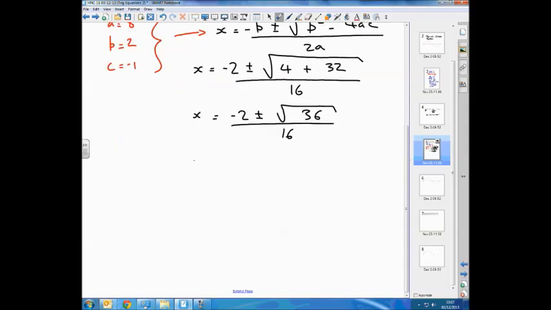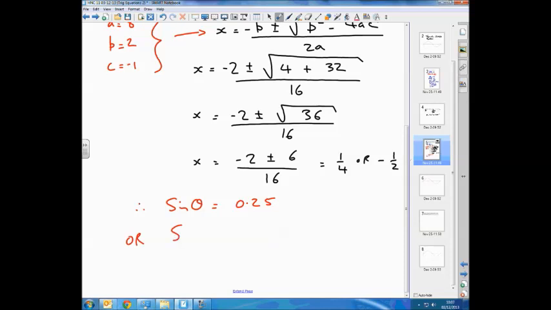Square root of 36 is 6. So x equals minus 2 plus or minus 6 over 16, which is minus 2 plus 6 is 4. 4 over 16 is a quarter. Or minus 2 minus 6 is minus 8, minus 8 over 16 is minus a half. So x equals a quarter or minus a half. But remember, x is sine theta, so therefore sine theta equals a quarter or 0.25, or sine theta is minus a half.